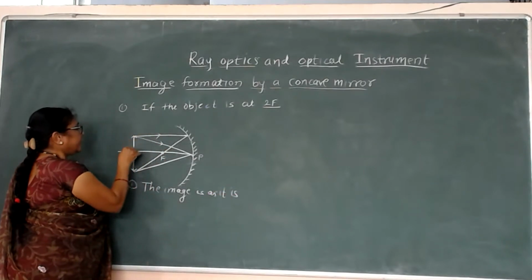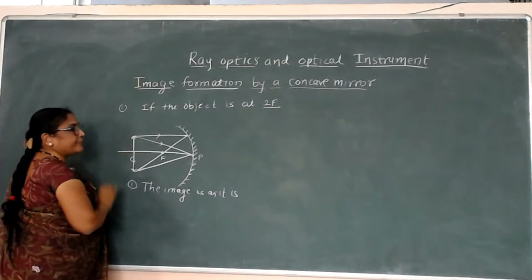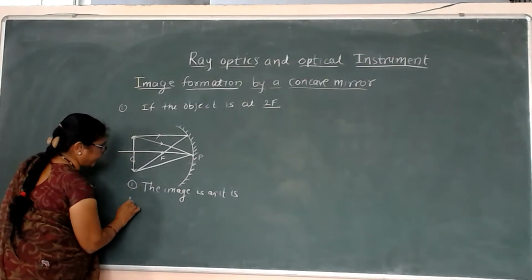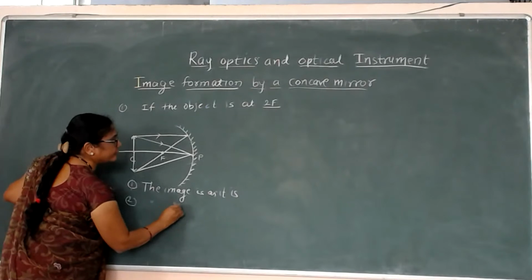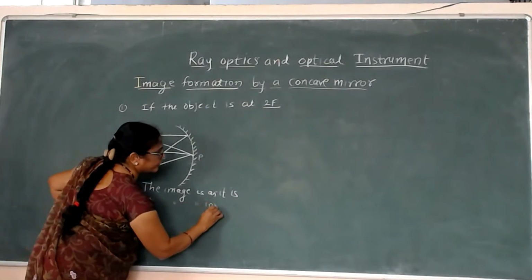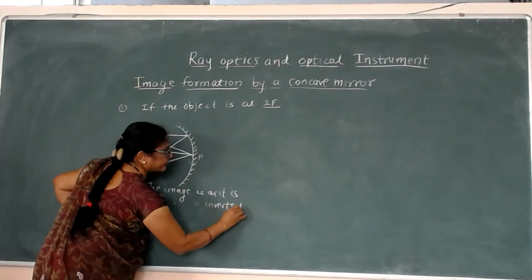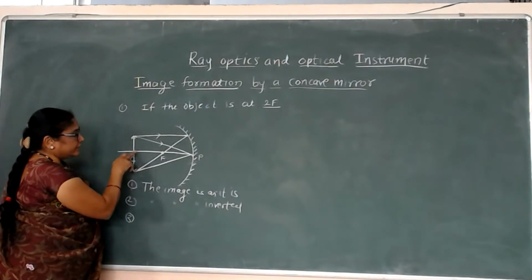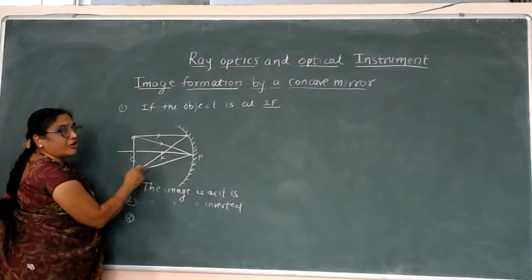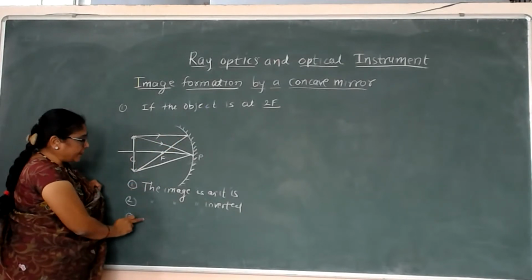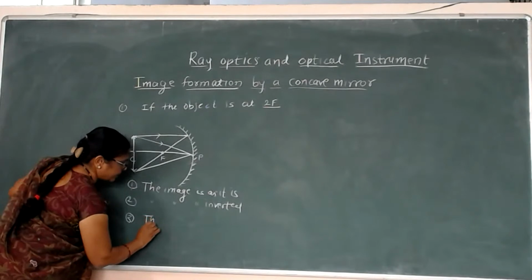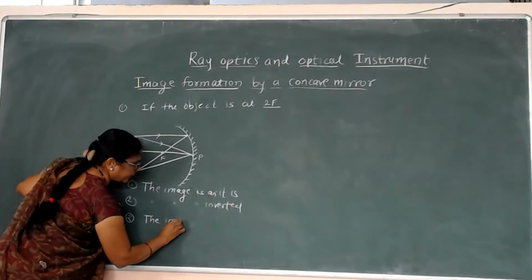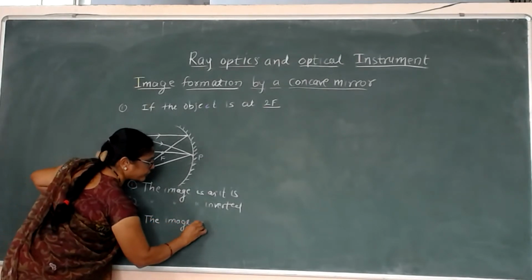See here, the image is inverted. The second point is that the image is inverted. Third point: here, the image is found due to converging rays. So the image is real.